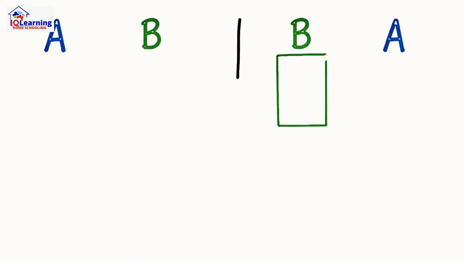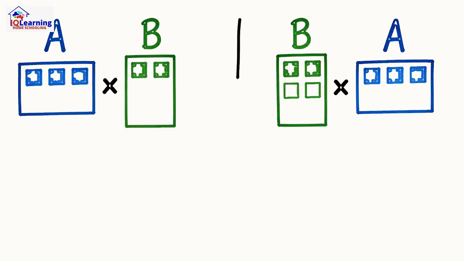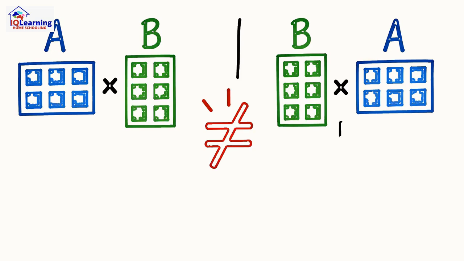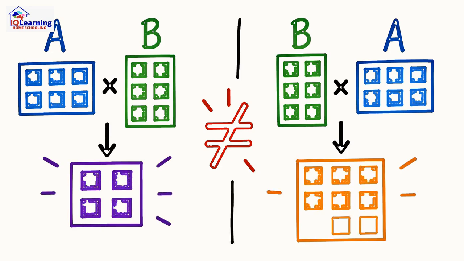And here's the most important takeaway. The order you multiply in completely changes the answer. Matrix A times matrix B is almost never the same as B times A. This is the first rule you must remember.